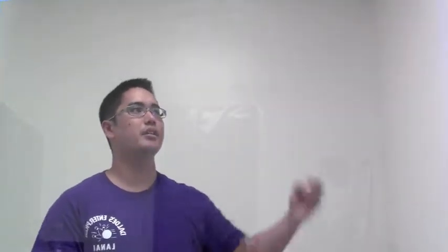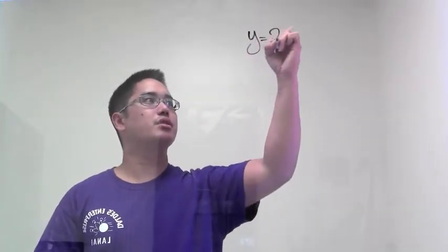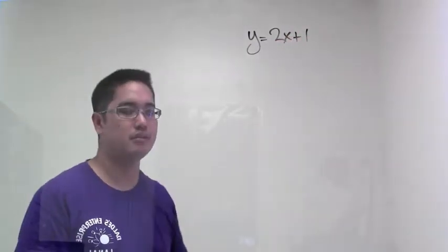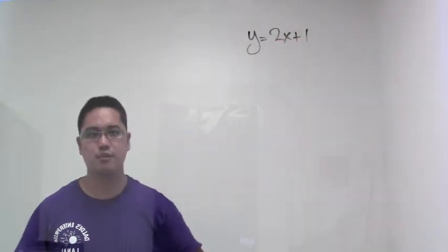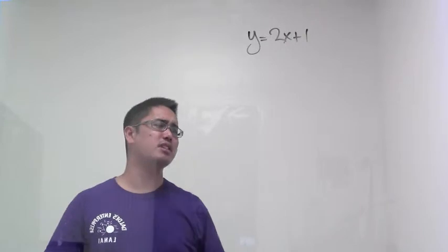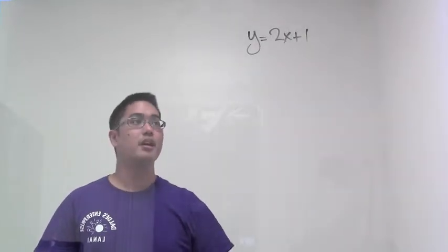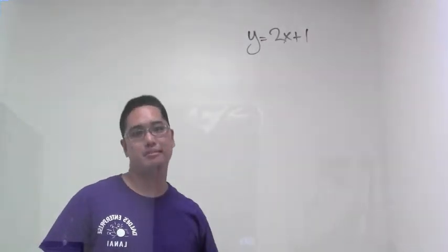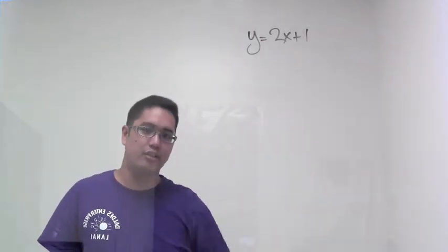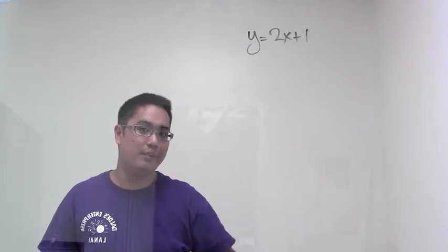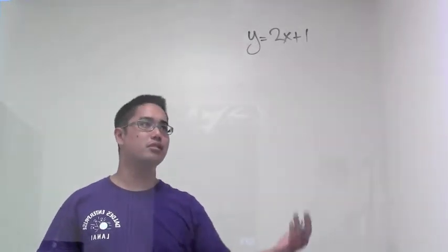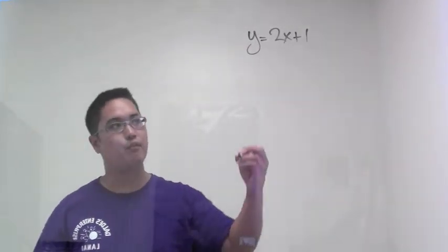Alright, let's try y equals 2x plus 1. Are there any square roots? No, let's not deal with that rule. Are there any fractions? Because fractions would have a denominator, so therefore it could have a 0 in the denominator. No. Oh, there's no domain problems here. Oops, I wrote down the wrong one.